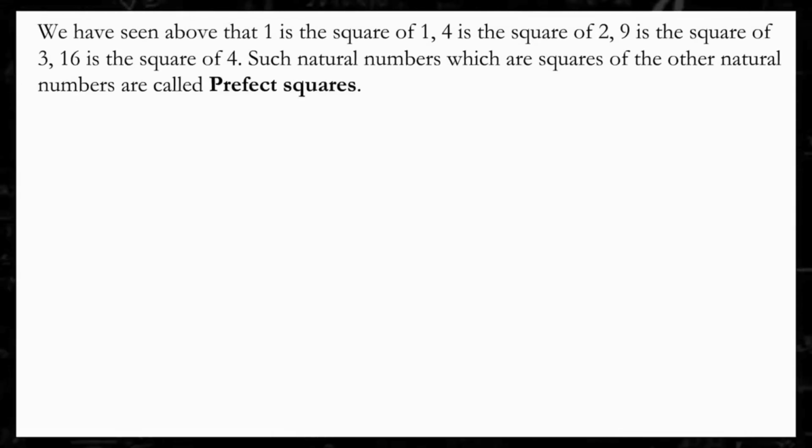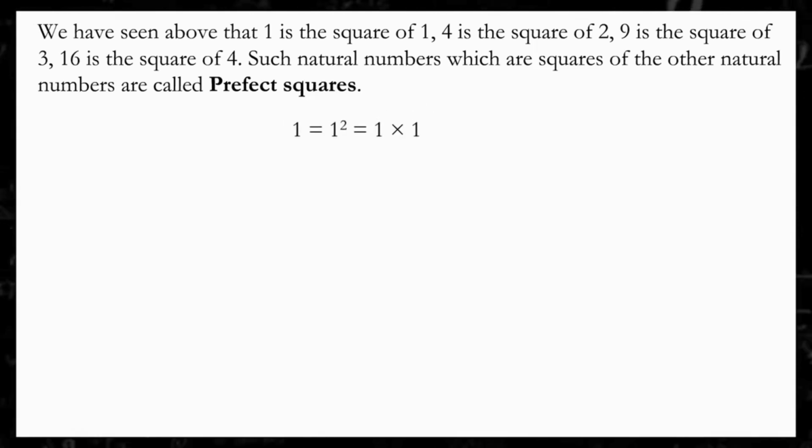Perfect square. We have seen above that 1 is the square of 1, 4 is the square of 2, 9 is the square of 3, 16 is the square of 4. Such natural numbers which are squares of the other natural numbers are called perfect squares.